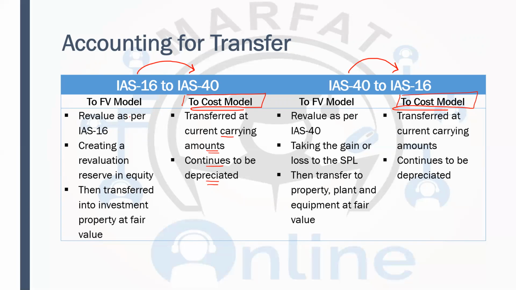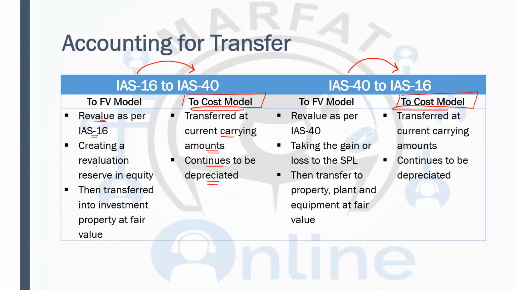Now, if the property is being transferred from IAS 16 to 40 and it is being transferred from the revaluation model to the fair value model, then we know that both of the models are different. Then how to deal with it? The standard says when you are transferring the property from IAS 16 to 40, revaluation model to the fair value model, at the date of transfer, you are going to revalue it as per IAS 16, on the date on which you are transferring or intend to transfer the asset from 16 to 40.